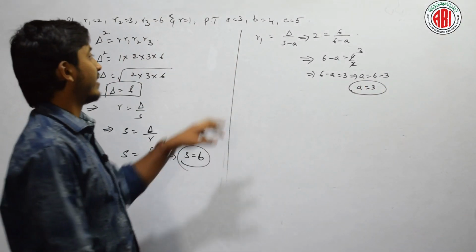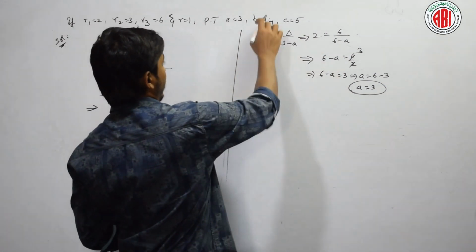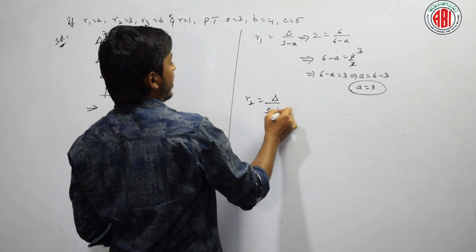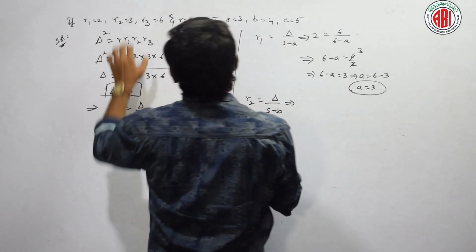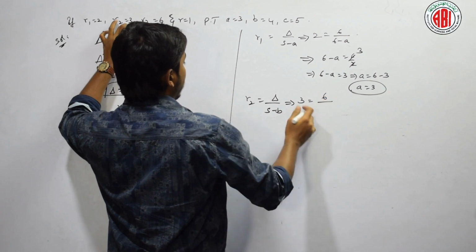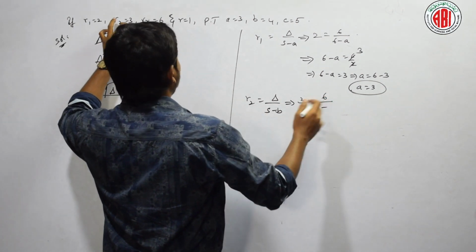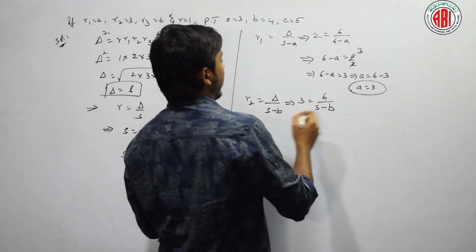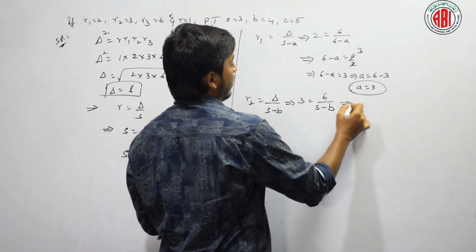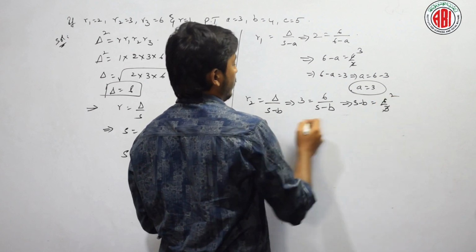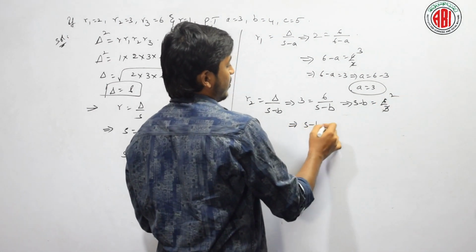Clear? And the next, how to find B? From R2, that is delta by S minus B. What is the value of R2 given? 3. What is delta? 6. S is also 6. B we have to find. Okay. Now, just check it here. S minus B is equal to 6 by 3. 3 ones are 3, 3 twos are 6. S minus B equal to 2.